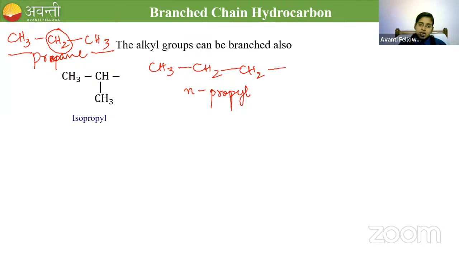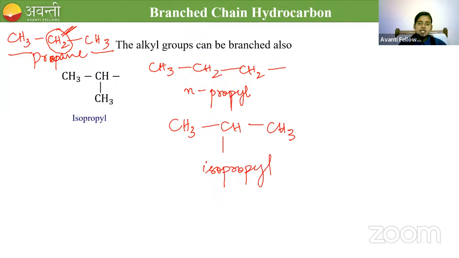In the other way, I can remove the hydrogen from the internal carbon. So what will I get? CH3, CH with a bond, and CH3. This is called isopropyl. I have written the bond on the right-hand side and CH3 here, but both are the same. So the alkyl groups can be branched also. Two different types of alkyl groups can be drawn from the 3 carbon propane.